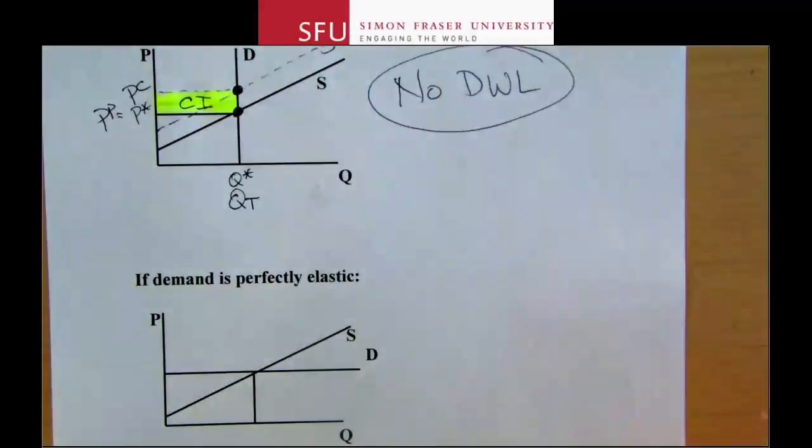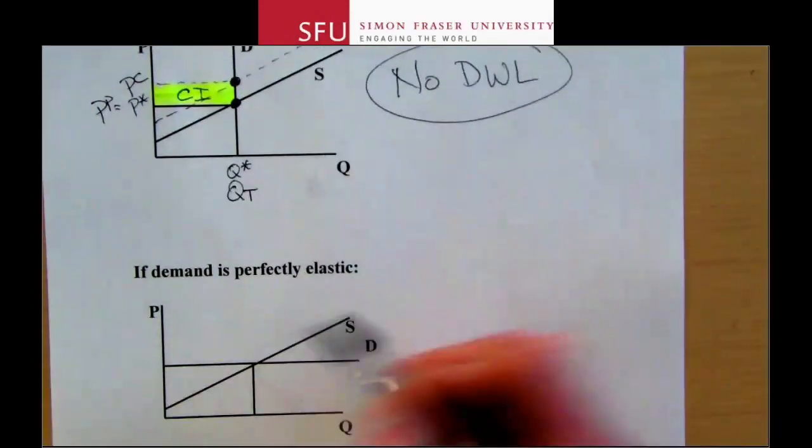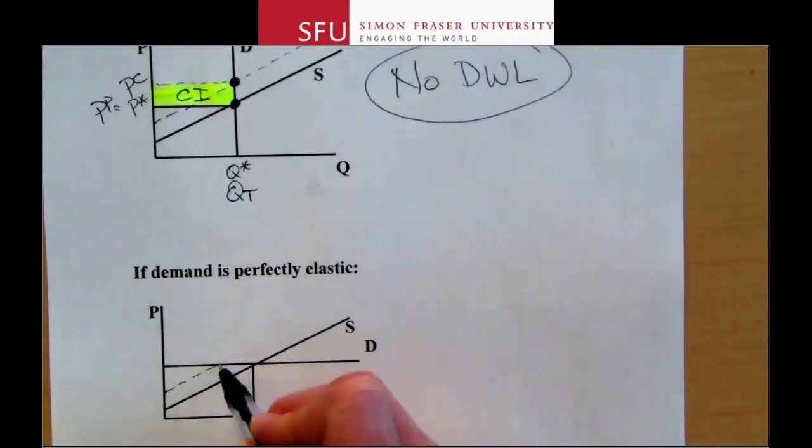Okay, the opposite is if demand is perfectly elastic, and we have sort of a regular supply curve. Okay, add the tax.